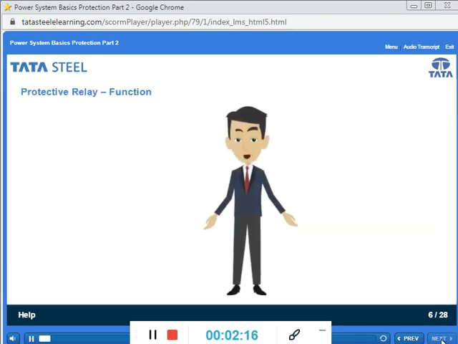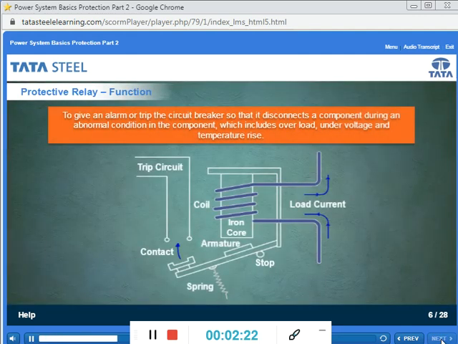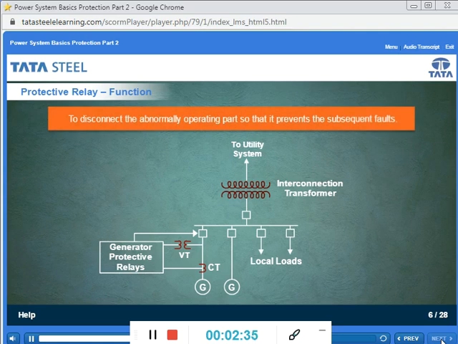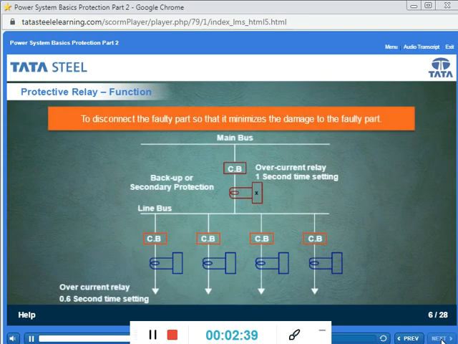So what does a relay do? Well, the function of a protective relay is to give an alarm or trip the circuit breaker so that it disconnects a component during an abnormal condition in the component, which includes overload, under voltage, temperature rise. Disconnect the abnormally operating part so that it prevents the subsequent faults. Disconnect the faulty part so that it minimizes the damage to the faulty part.